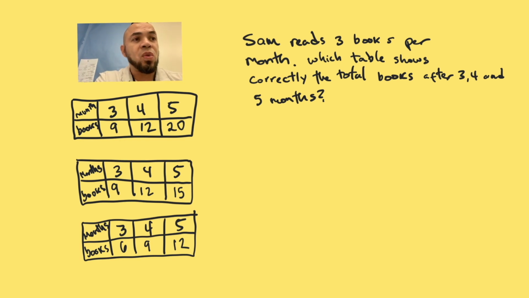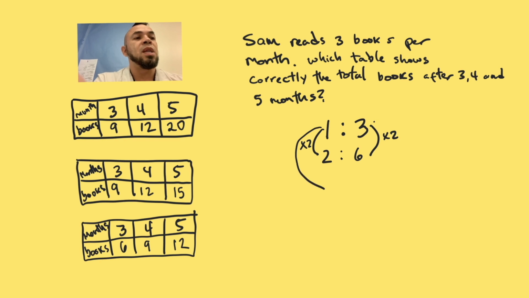So if I were to write it out correctly, I know that after 1 month, Sam is reading 3 books. So the ratio is 1 to 3, because it says Sam reads 3 books per month. So the ratio is 1 month equals 3 books. For every 1 month, there are 3 books read. So I just start scaling up. What would it look like times 2 months? 1 times 2 is 2, 3 times 2 is 6.